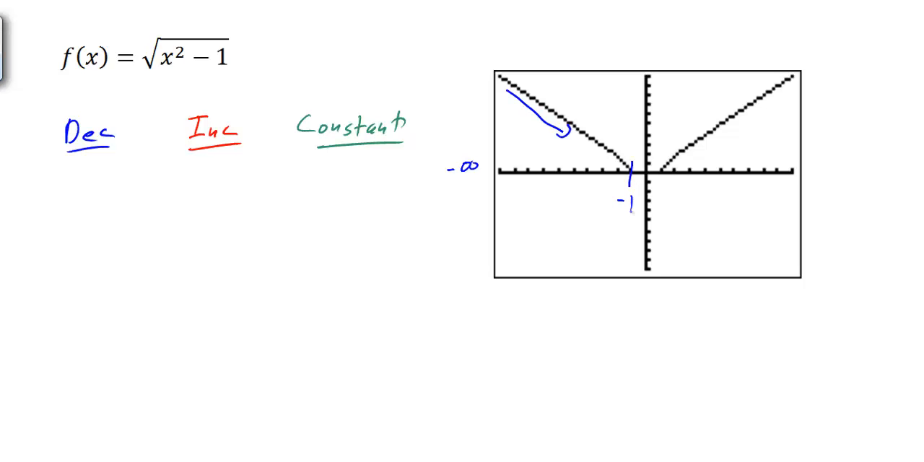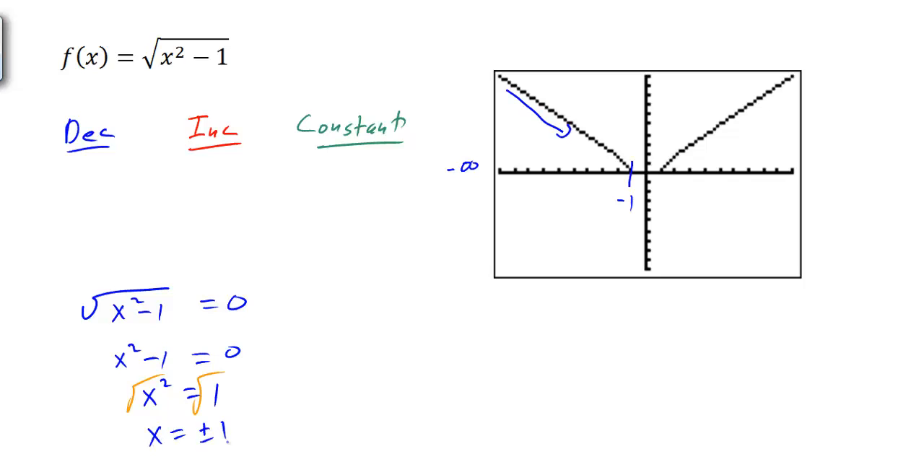Okay, and if we can't identify that clearly from the graph, then we could always take the equation, the square root of x squared minus 1. We could always set that equal to 0, and if we square both sides, we would have x squared minus 1 equals 0, x squared equals 1. So then we would take the square root and we would get x equals plus or minus 1. So we know that's a negative 1 right here where it's 0.